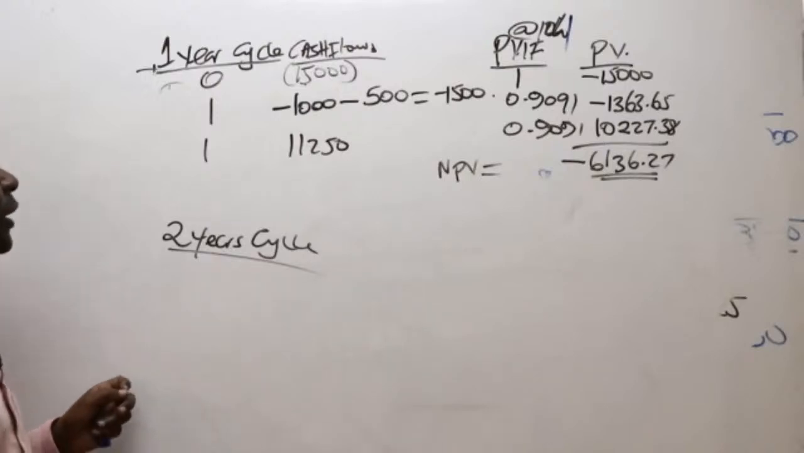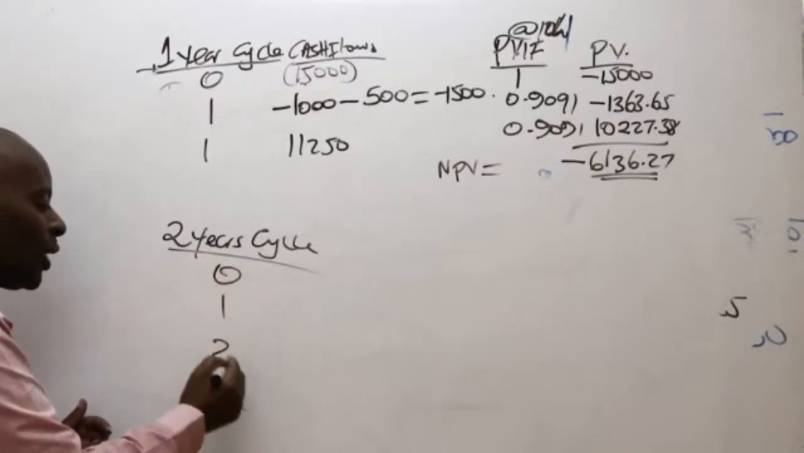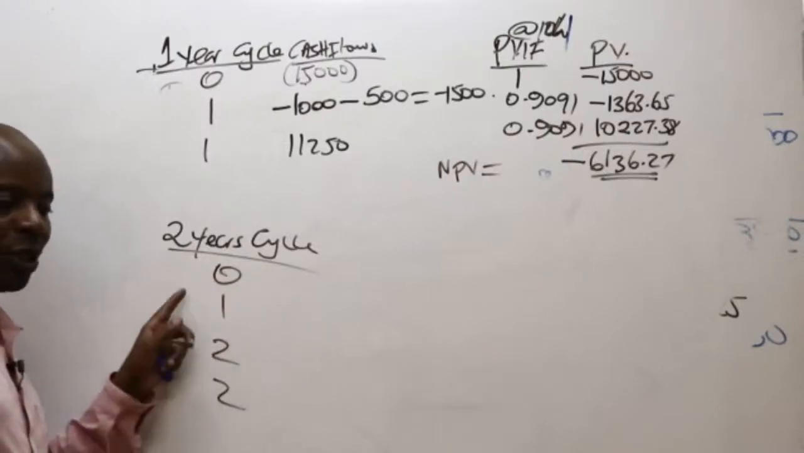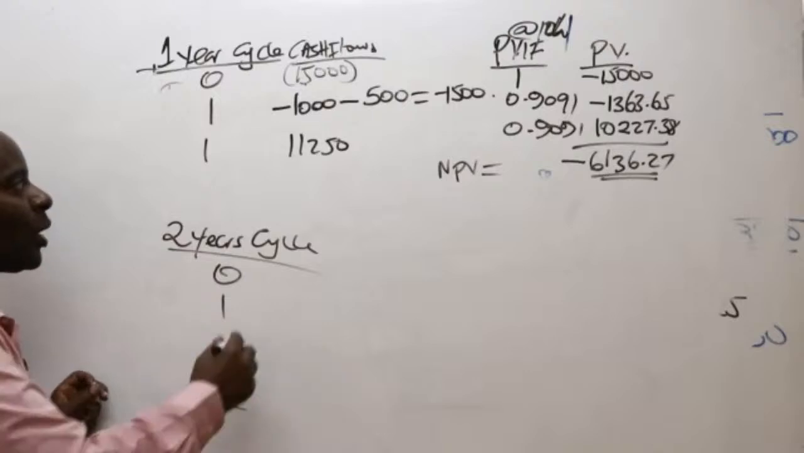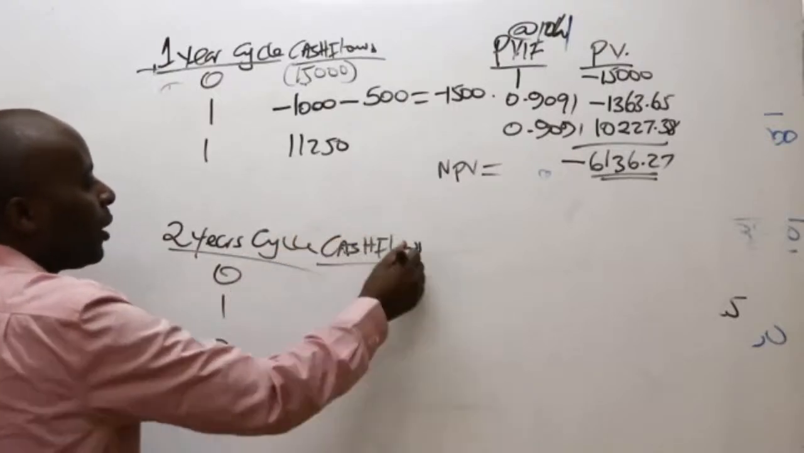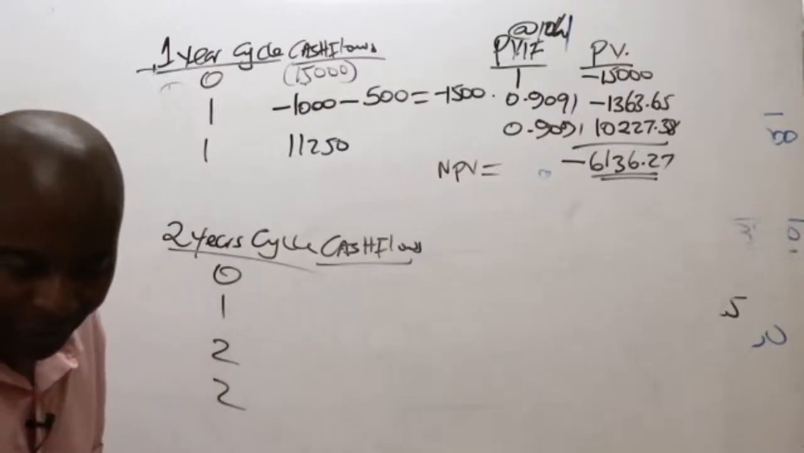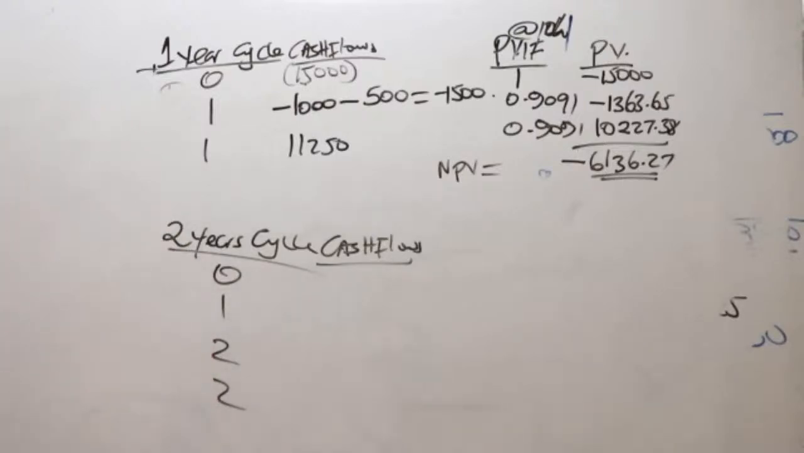Go to the 2 year cycle. We are writing here 0, 1, 2, where 2 is the end of the board. So I expect you, great students of mine, to give me the figures of cash flows. They are very fast. I'm giving you a minute.